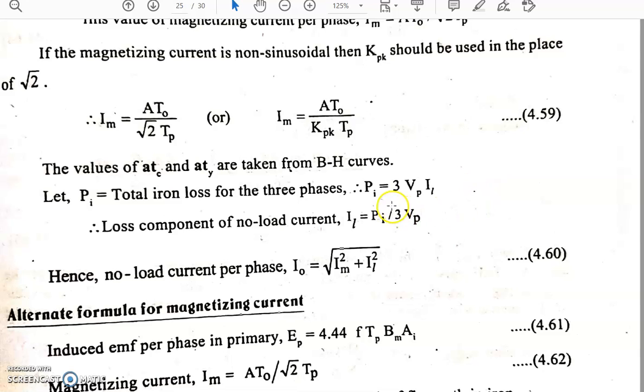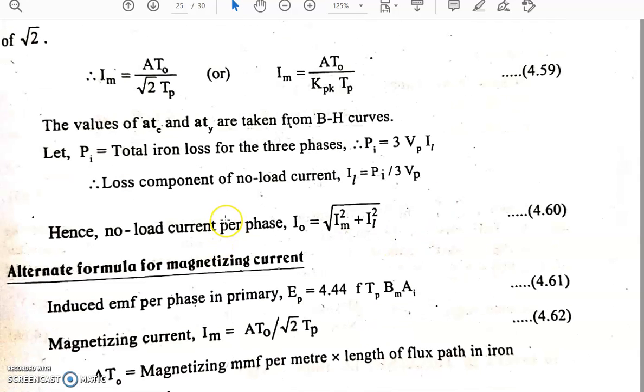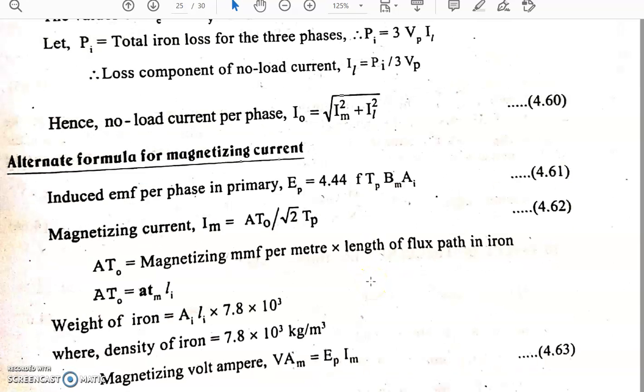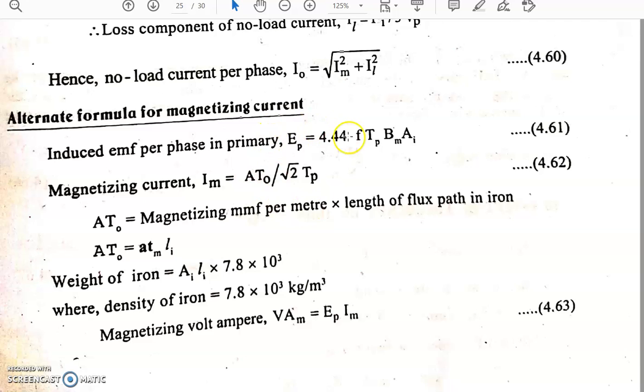Being a 3-phase transformer, the iron loss is 3 times VP IL, and so from this we are calculating the loss component IL as PI divided by 3 times VP. So that will give the loss component, so that the no load current of the transformer per phase I0 is equal to the square root of Im square plus IL square as in the previous case. And this is one way of calculating the magnetizing current from ampere turns and the no load current from the iron losses of the machine. An alternate formula for calculating the magnetizing current is from the EMF equation, so it is derived.